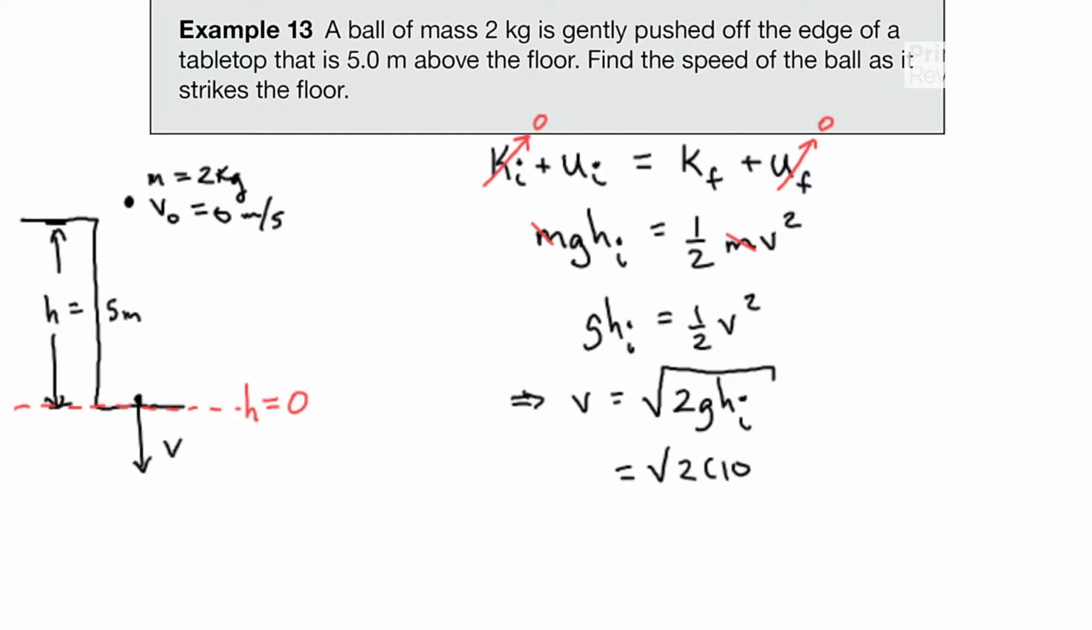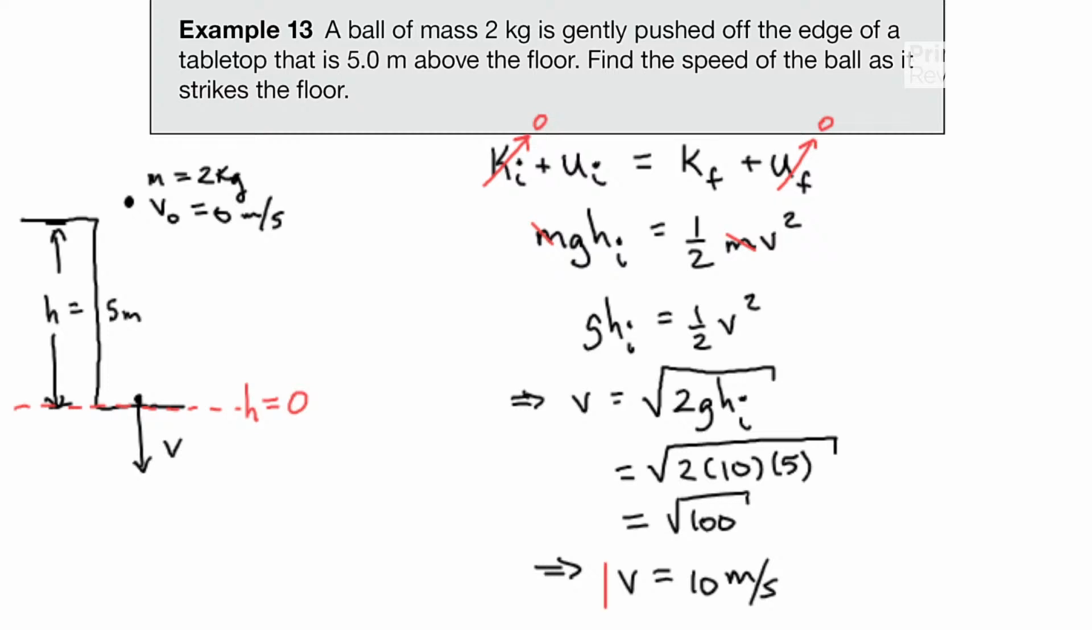So little g, if you can recall, that's 10 meters per second squared. And for the initial height, that's 5 meters above the ground. 2 times 10 is 20, times 5 would get us 100. And the square root of 100 is going to be 10, and we've got SI units here, so meters per second for this speed. And so that's our conversation here for work and energy, and in particular conservation of energy. Very powerful tool for handling a lot of different problems.